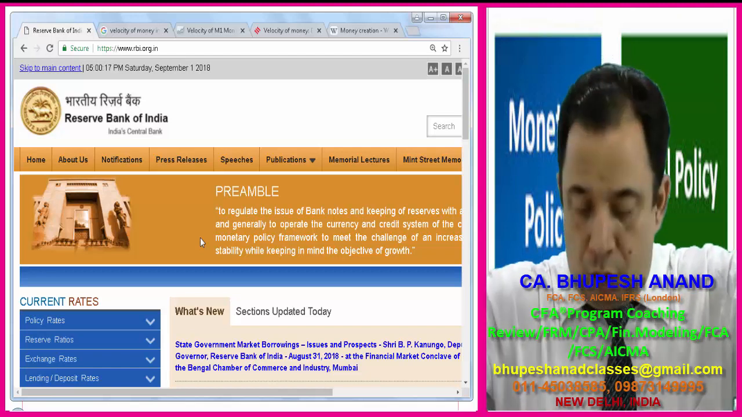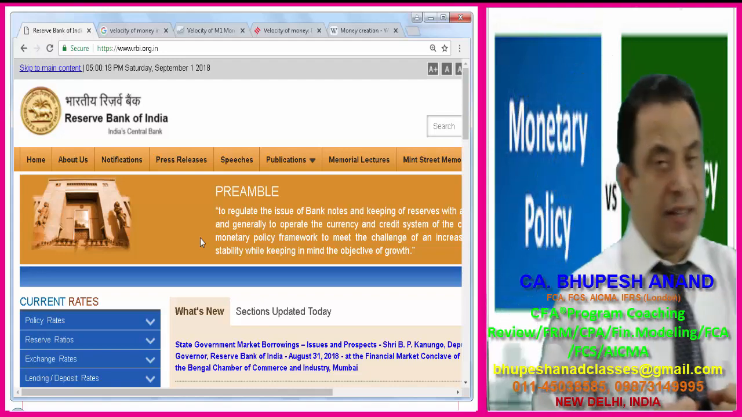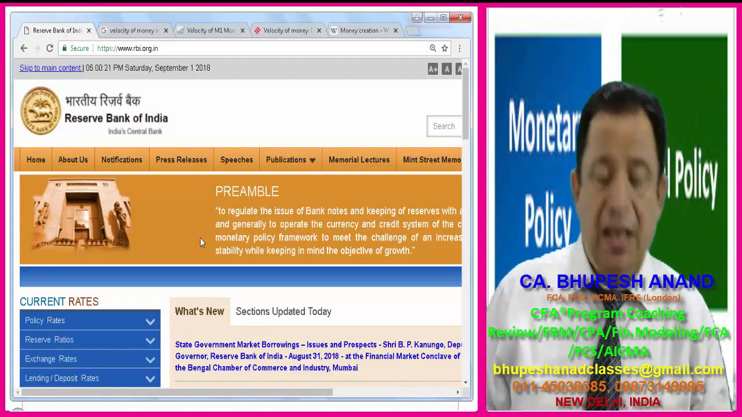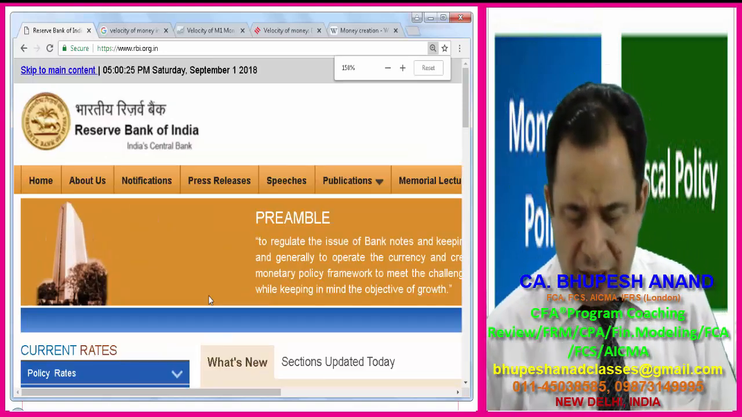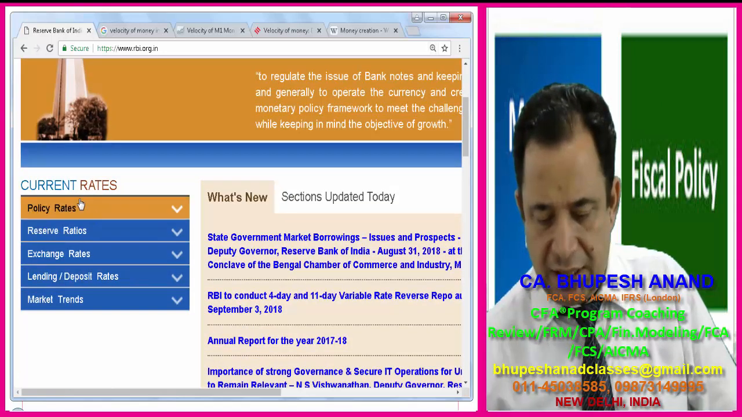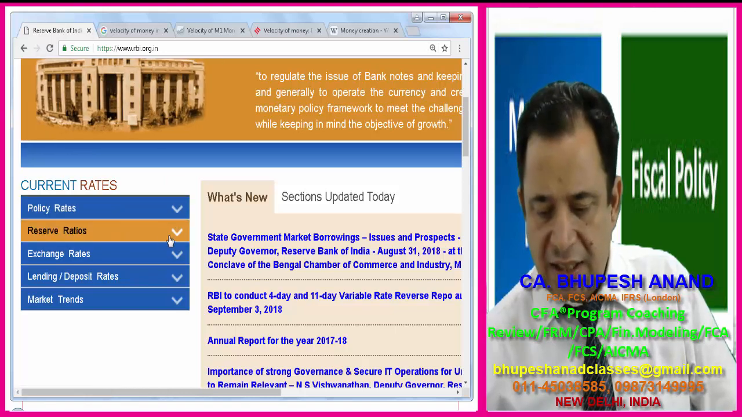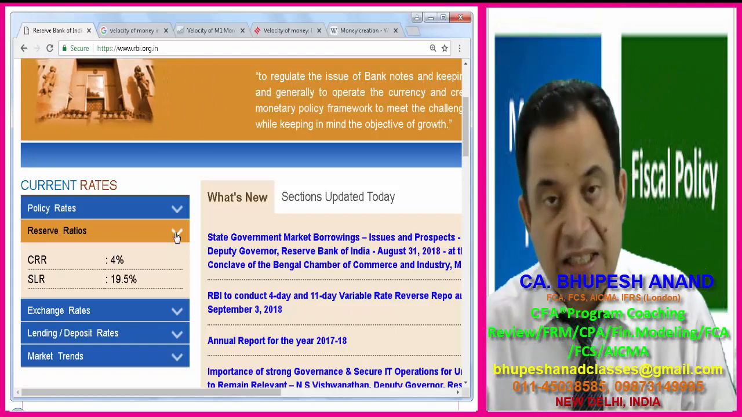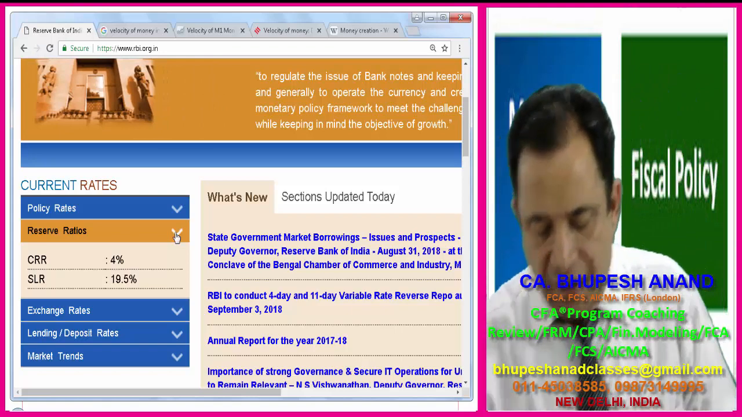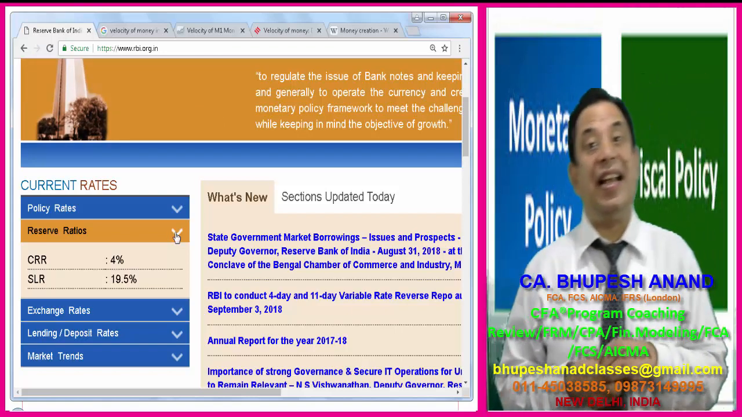You're getting the point? Just see, on the Reserve Bank of India site, this is a site where I generally prefer to spend more time. Here we are given the policy rates. Just see, these are the policy rates. These are the reserve ratios. Just see, the reserve ratio: CRR is 4.5 and SLR is 19.5.